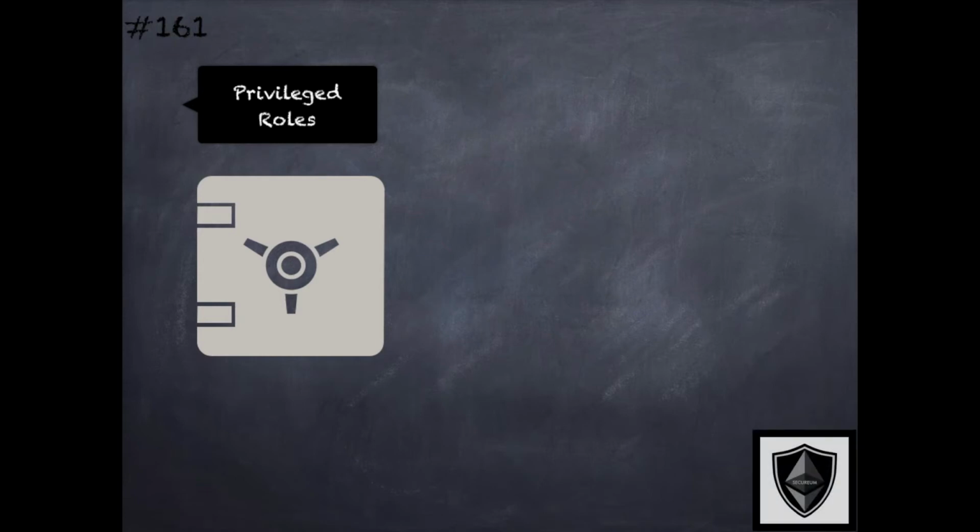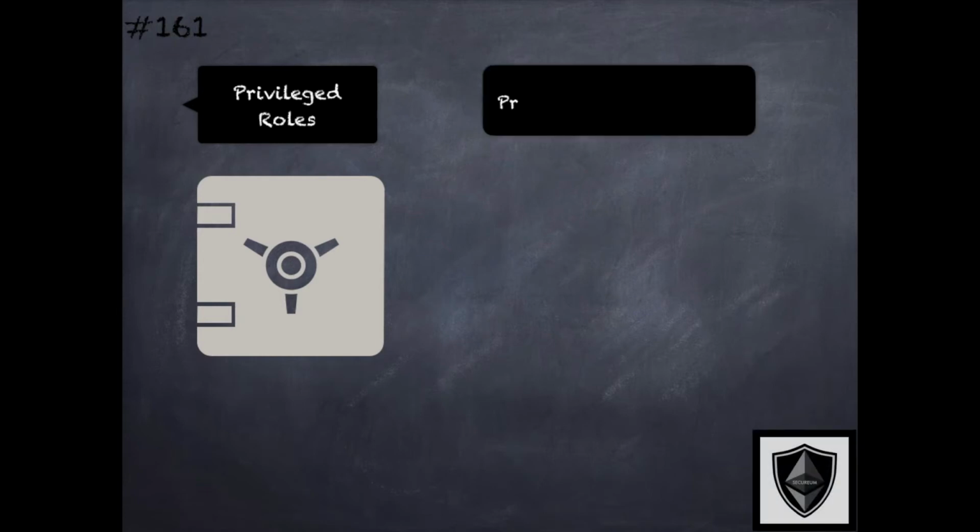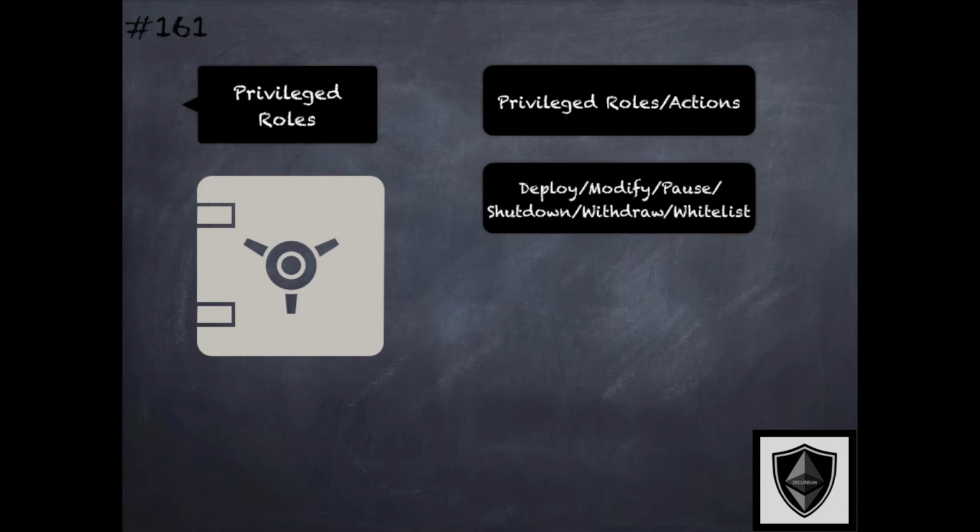Let's now talk about privileged roles. Trusted actors who have privileged roles in the context of the smart contract application, with capabilities to deploy contracts, modify critical parameters, pause, unpause the system, trigger emergency shutdown, withdraw, transfer, drain funds, and allow, deny other actors, should ideally be addresses controlled by multiple independent and mutually distrusting entities.